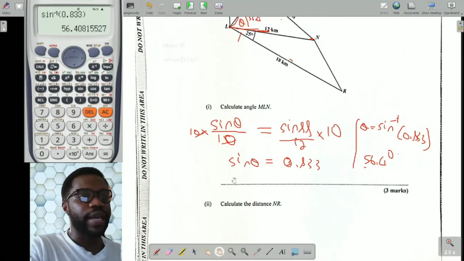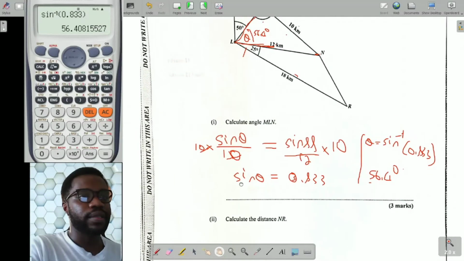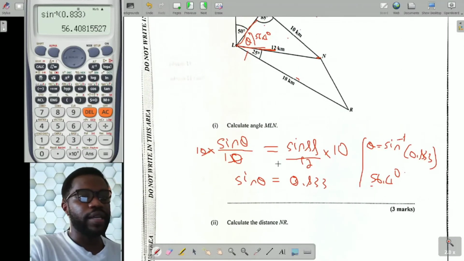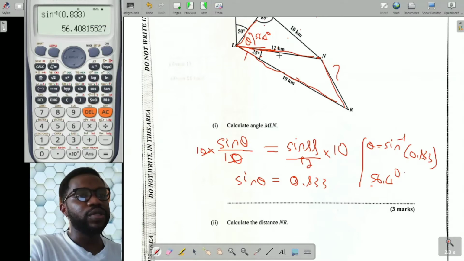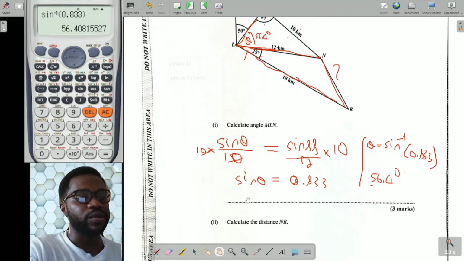Where is NR? NR is this distance over here. I want this distance. Now let's look at it. We have this triangle down here. So this is not a bad question at all, helping you to realize when you need to use what. Now I have an angle here. I have the two sides that are adjacent to the angle and I need the next side. Obviously in this case, I cannot use the sine rule. That's going to have to be the cosine rule.